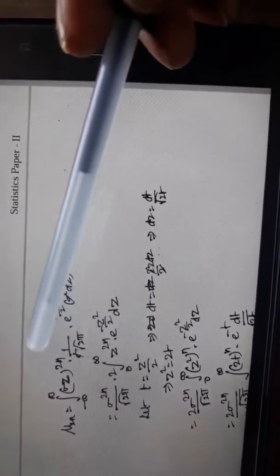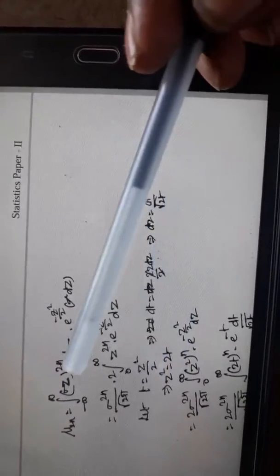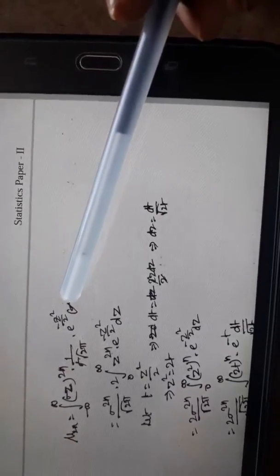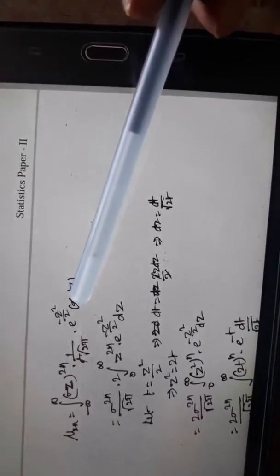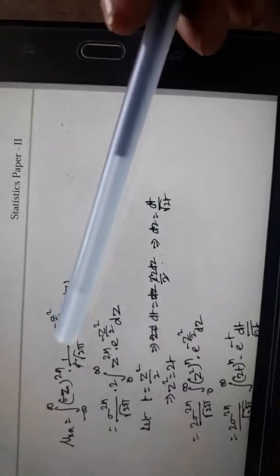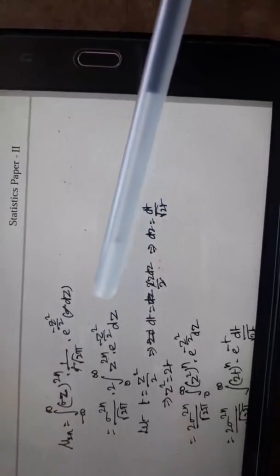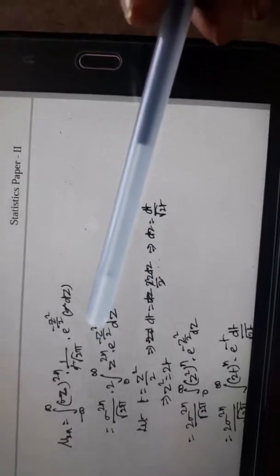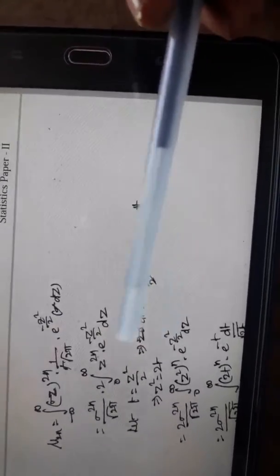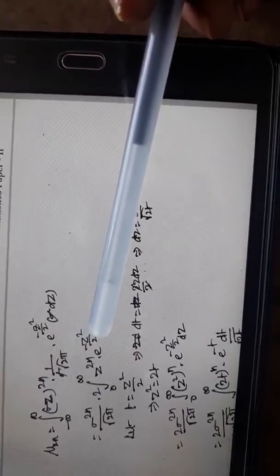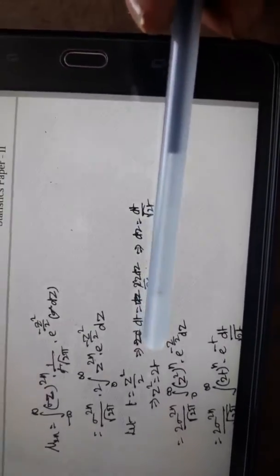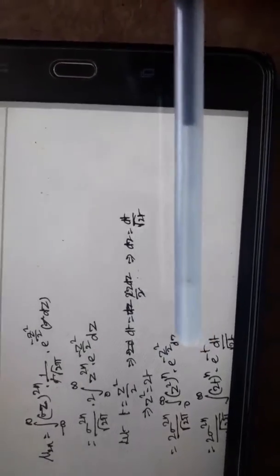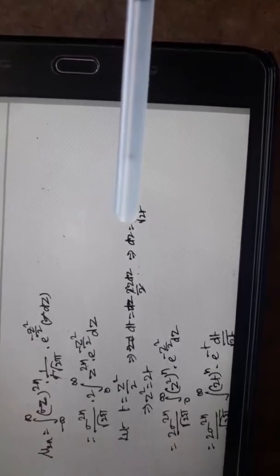Sigma gets cancelled. Sigma power 2n by root 2 pi is a constant. Then it is an even function. That's why the integral from minus infinity to infinity can be converted into 2 into the integral from 0 to infinity. So the remaining function is z power 2n e power minus z square by 2 dz. Here z square whole power n is there, and here is also z square. That's why do one thing here. Consider t as z square by 2. So z square is 2t, 2z dz equals 2 dt. So dz is like that.